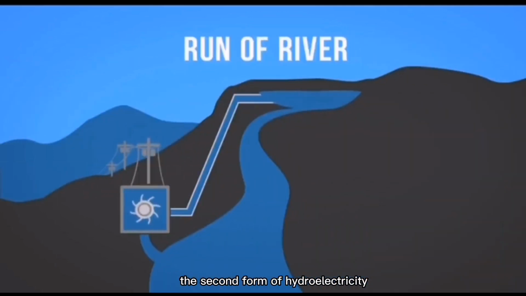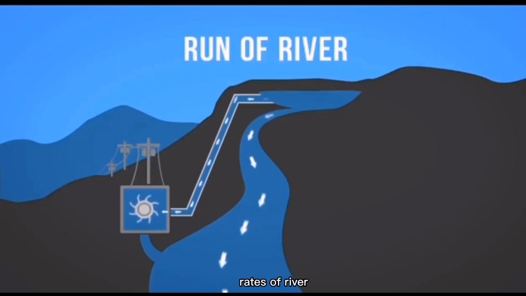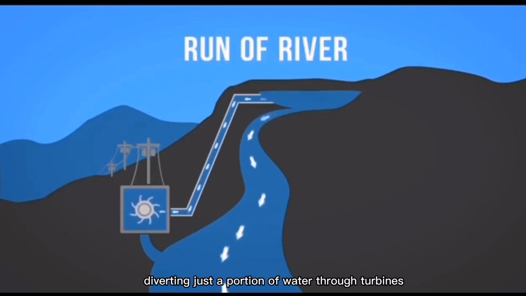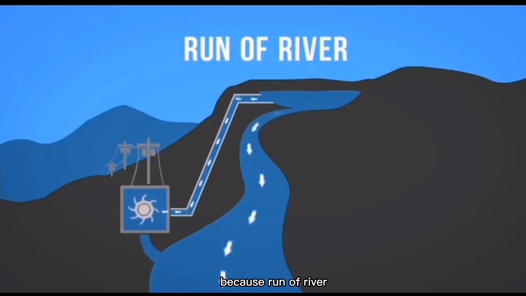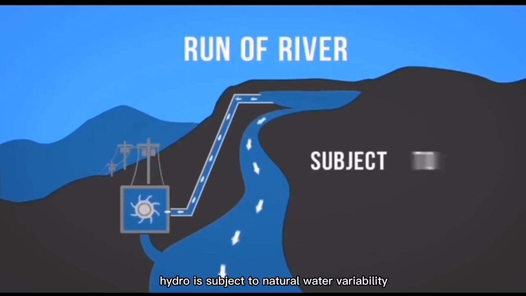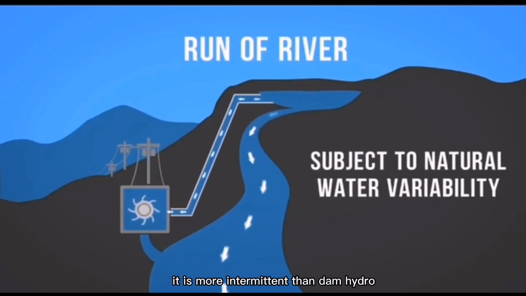The second form of hydroelectricity production is run-of-river hydro. Run-of-river still uses turbines and generators but relies on natural water flow rates of the river, diverting just a portion of water through turbines. Because run-of-river hydro is subject to natural water variability, it is more intermittent than dam hydro.